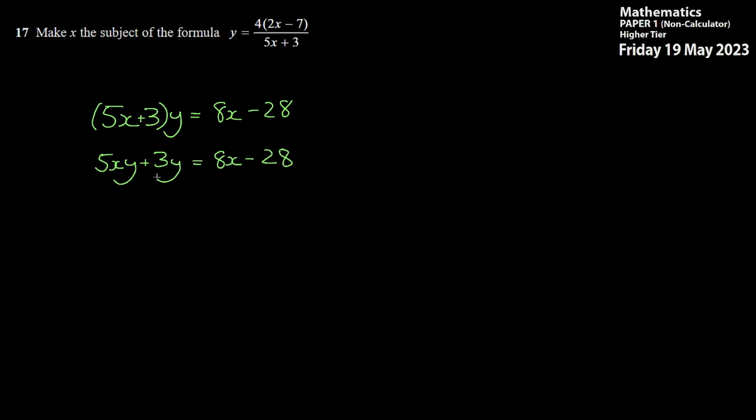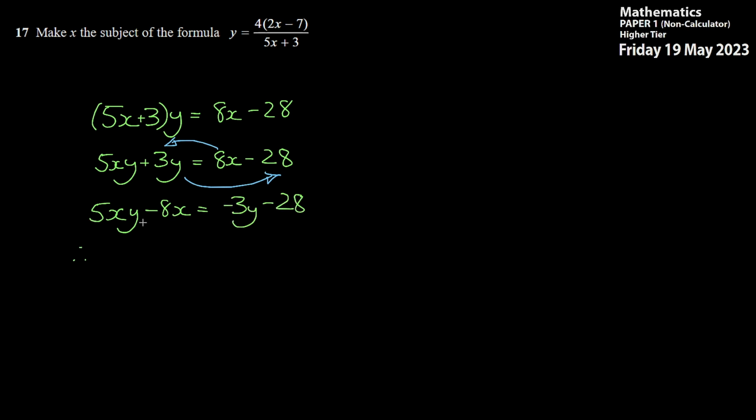Okay, I need to gather my x's up and put them on the left-hand side and everything else on the right. So this 8x is coming onto the left and the 3y is going onto the right. They will change their signs. So I get 5xy minus 8x is equal to minus 3y minus 28.